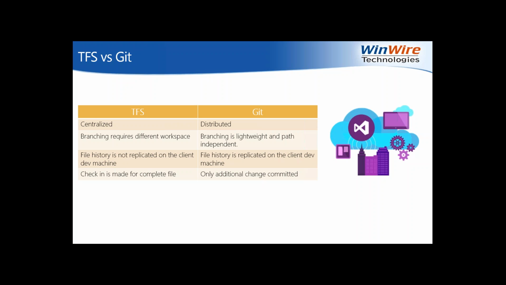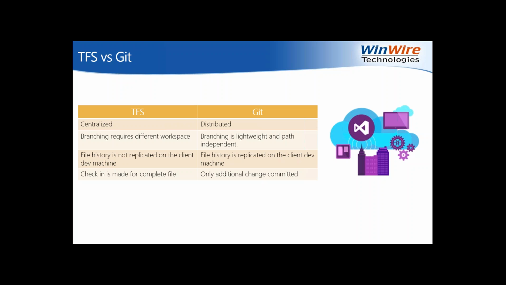Whereas in TFS, which is a centralized version control, typically each team member will have only one version of each file on their dev machine. So historical data is maintained only on the server, and branches are path-based and are created on the server itself.